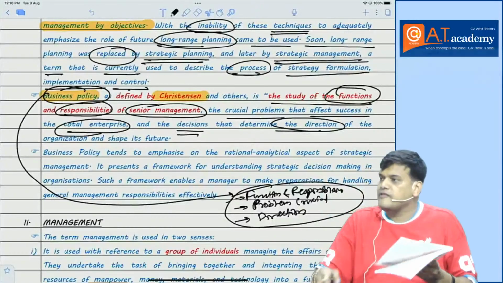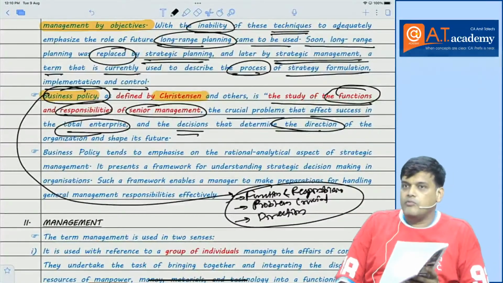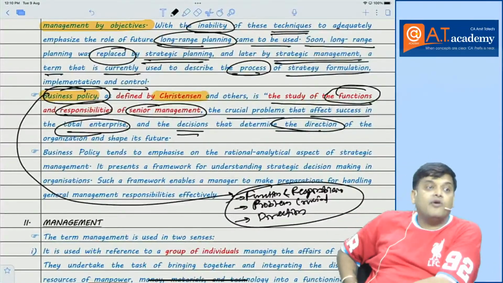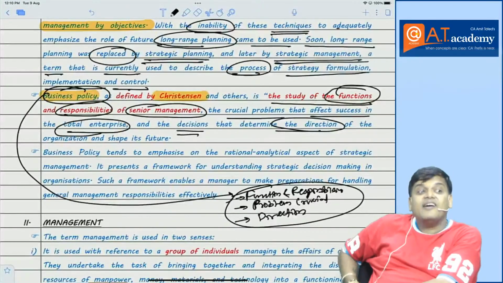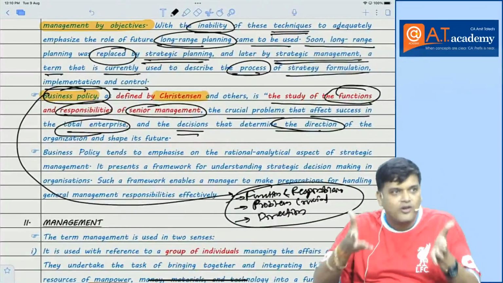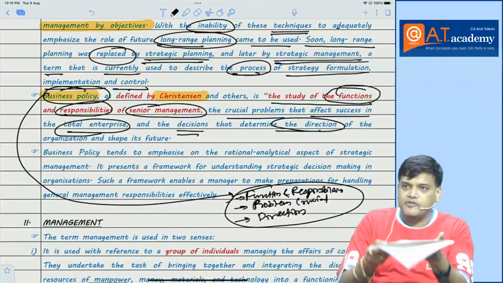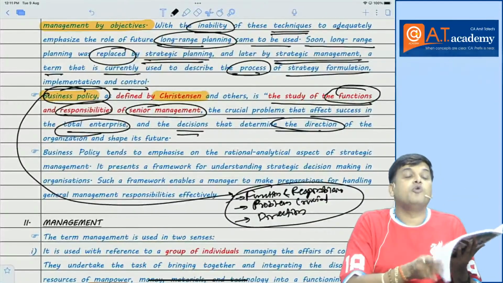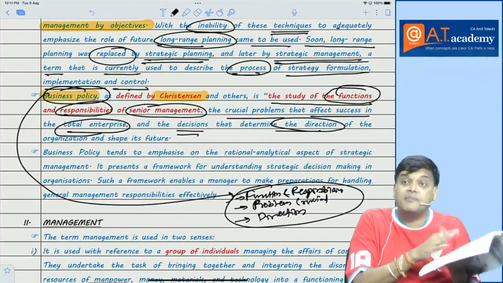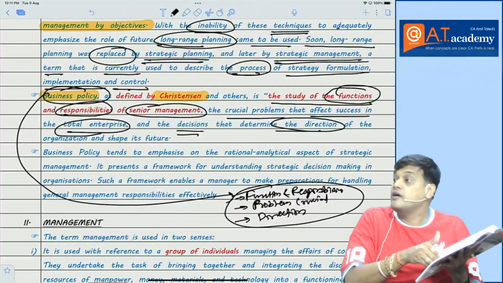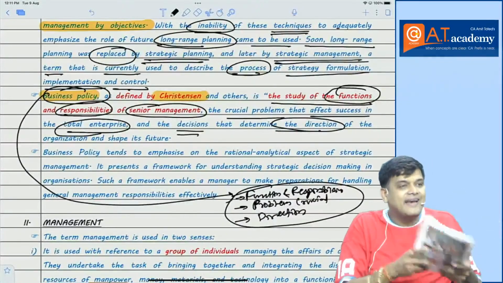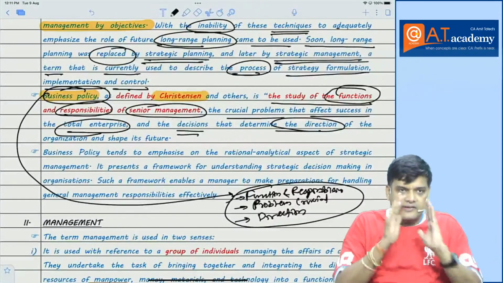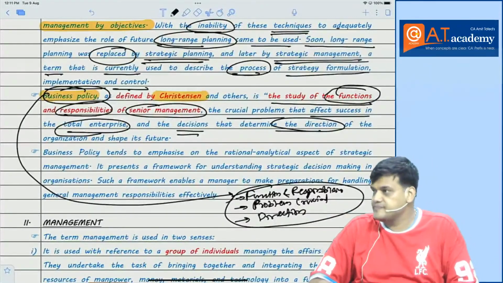But what is written in a policy document? भाई, पॉलिसी डॉक्यूमेंट में क्या होगा? रिस्पॉन्सिबिलिटी ऑफ सीनियर मैनेजर. Did you understand the logic? यानी if I give you a policy document, it will be written who is the senior management, what are the responsibilities of senior management, what problems they may face, and to face that problem, what is the direction. Everybody clear? This is something you need to understand in policy.